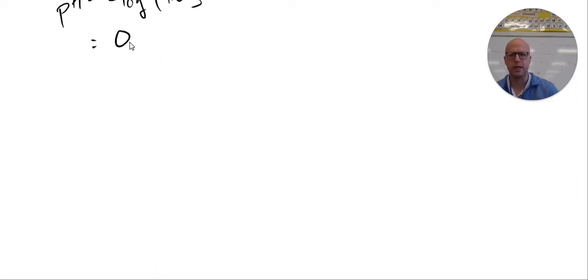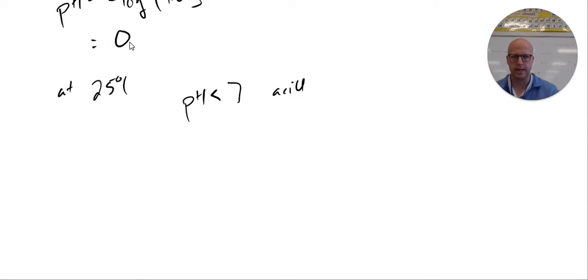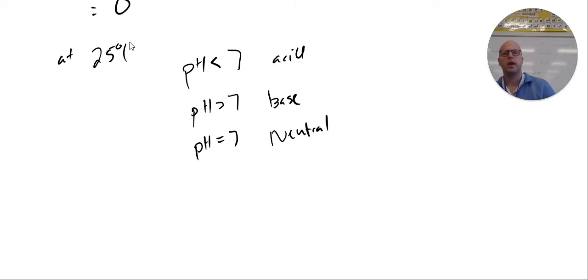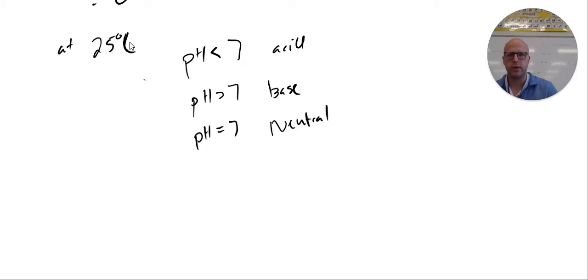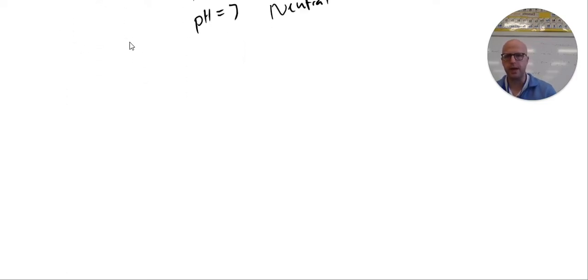And if we remember on the pH scale, and this is at 25 degrees Celsius, anything with a pH less than 7 is an acid. Anything with a pH greater than 7 is a base. And if the pH is equal to 7, it is neutral. Now, something important here. I said it's at 25 degrees Celsius, so we've got a temperature associated with this. And why is that the case?